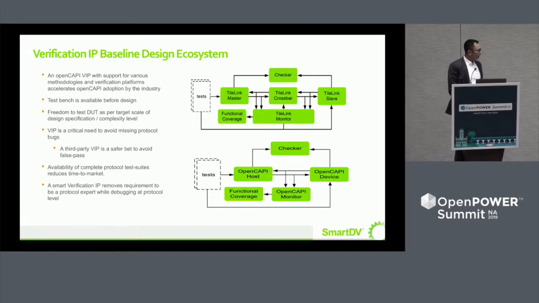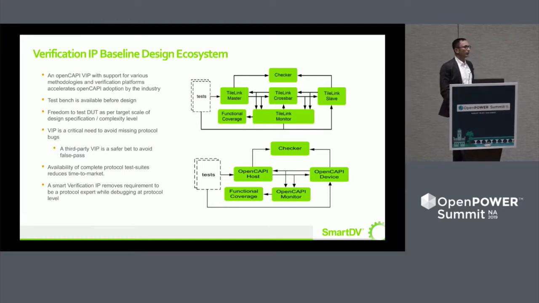So here's a statement: verification IP baselines the design ecosystems. What I mean by that is that you have your test bench ready before you even do the design. Given those two block diagrams, one for TileLink and one for OpenCAPI, once you have that infrastructure in place, you can replace any of those blocks with your design blocks and run your test bench pretty quickly. That's where verification IP critically fits in the design cycles, and I think that's very important and critical for design success.